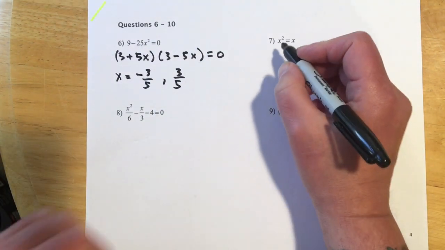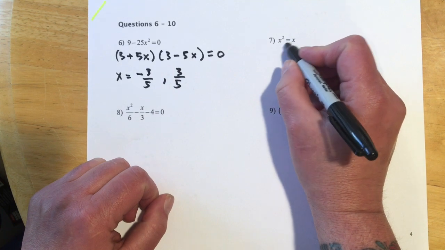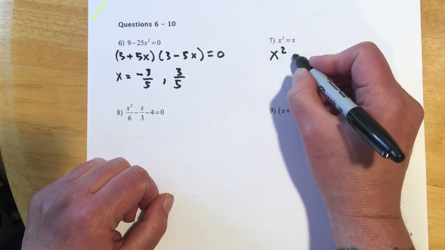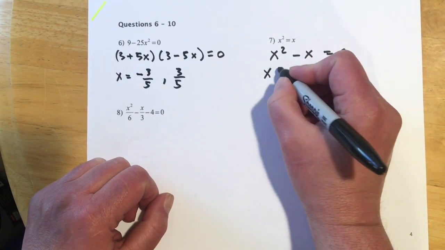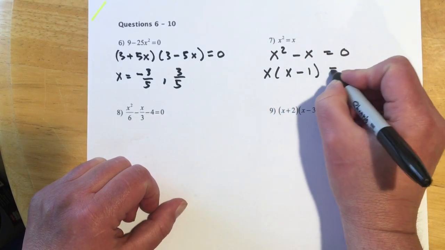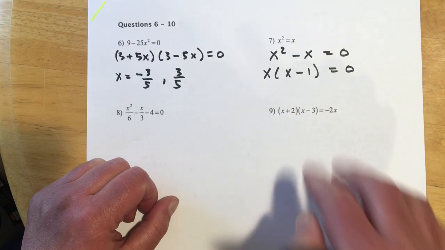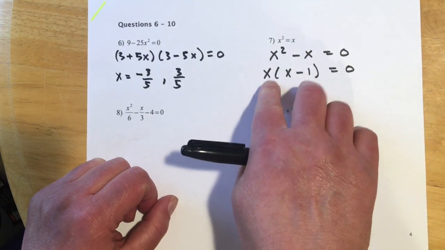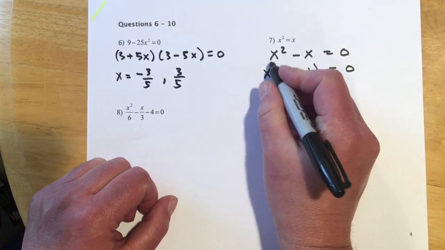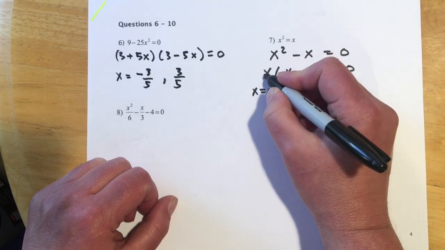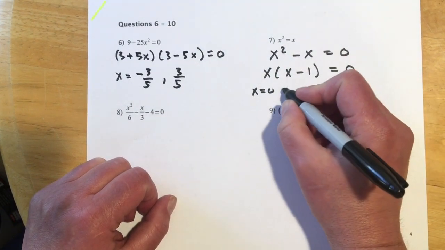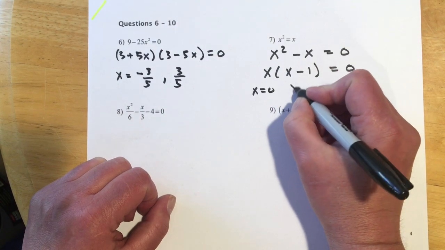Number 7 is the too easy, it's hard. First thing I'm going to do is get it set to 0. So x squared minus x equals 0. Factor an x out. And then from there, if you can just spot factoring the x, then it's not too bad. When we have an x out front, remember that's x equals 0, because if this was 0 times -1, it would still be 0. And then this one would be x equals 1.